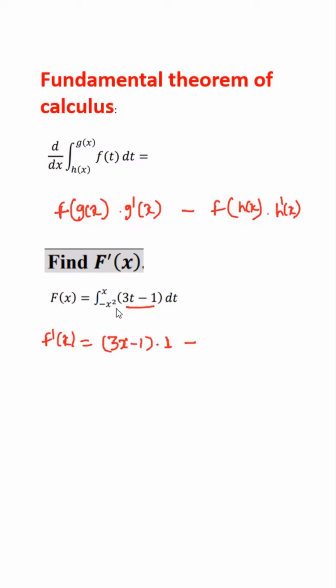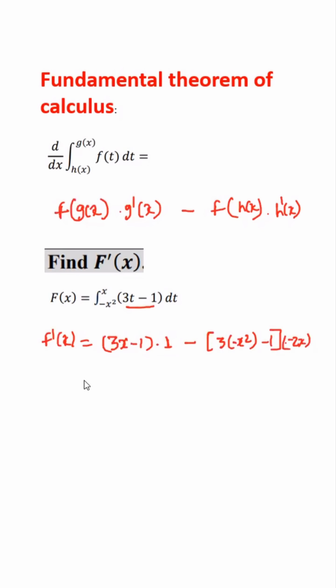We'll take the lower bound and plug it in. So in place of t, we'll plug in negative x squared. So this becomes 3 times negative x squared minus 1, times the derivative of h of x. That means the derivative of negative x squared is negative 2x.